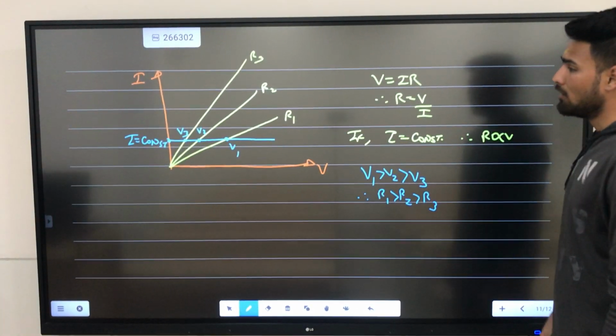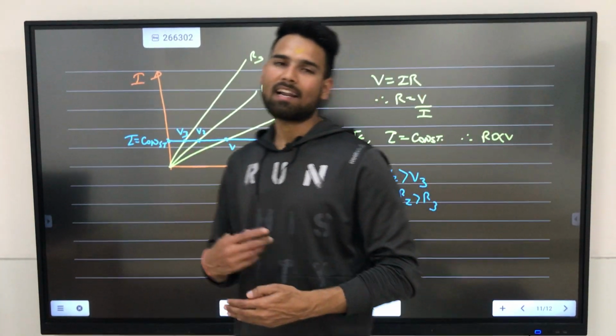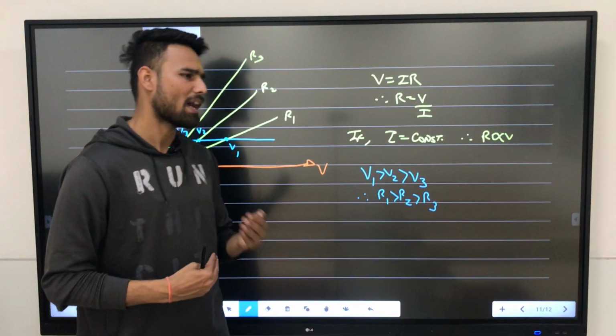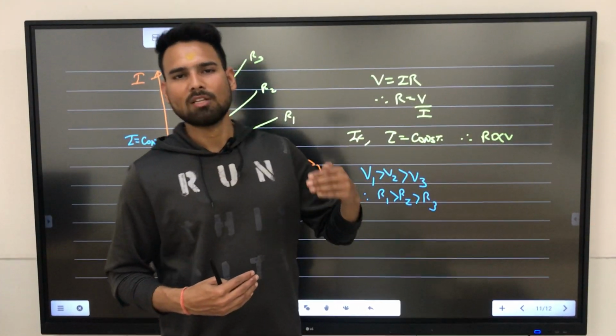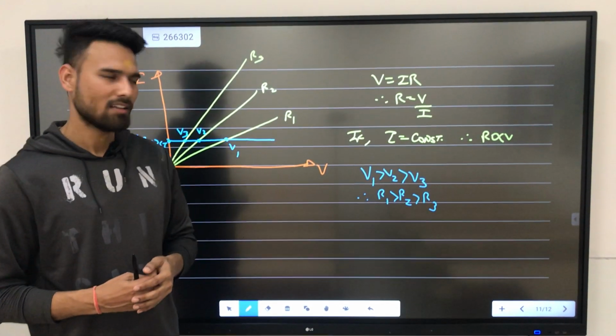So that is all for the day. Now in the next class, we will be learning about the combination of resistances, how they are connected in series, how they are connected in parallel, and after that we'll be discussing the power and the heat energy dissipated. Okay. So that's all for the day.